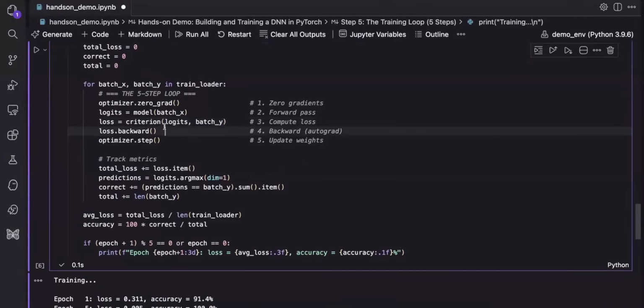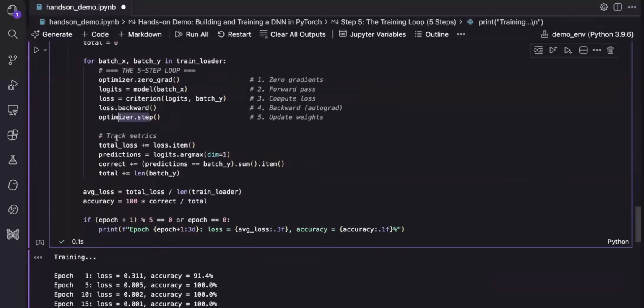Then we have this loss dot backward. This is where backpropagation happens. PyTorch walks backwards through the computation graph and computes the gradient of the loss with respect to every single learnable parameter in the model. After this line, every weight in layer 1 and layer 2 and every bias has a dot grad attribute filled in with a number telling us which direction to move in to reduce the loss. Then we have this optimizer dot step. Adam reads all those grad values and updates every parameter. After this line, the model is slightly better than it was one step ago. Then the inner loop continues to the next batch.